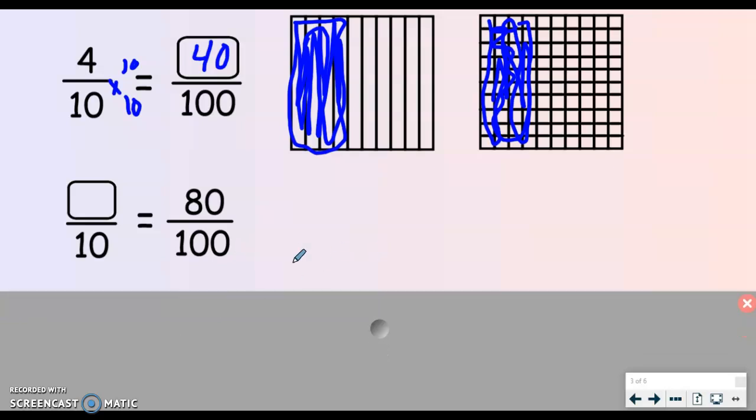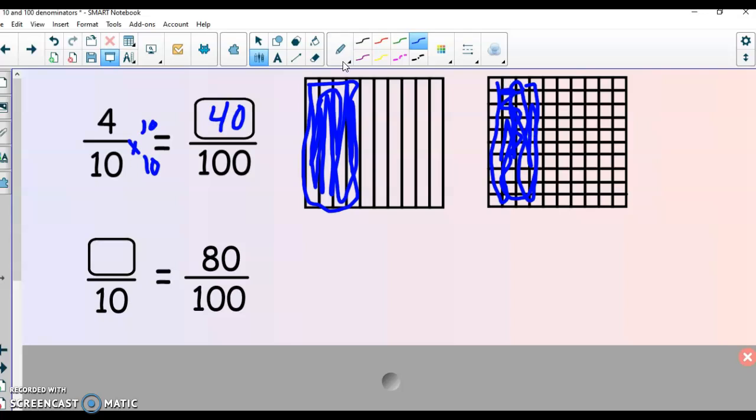Next one, the opposite. So we have 80/100ths. Go ahead and pause the video and figure out how many tenths that would be. Here we're having to simplify, or we're reducing the number of pieces. So we can't multiply here, we have to divide.